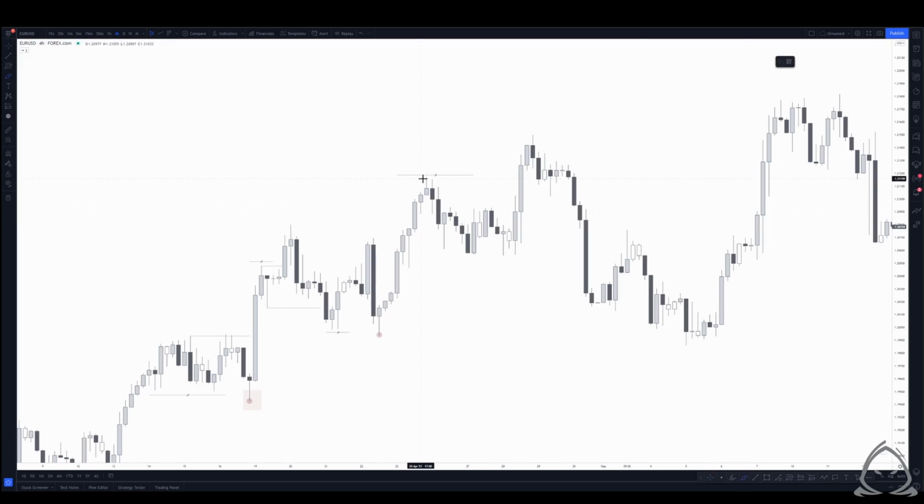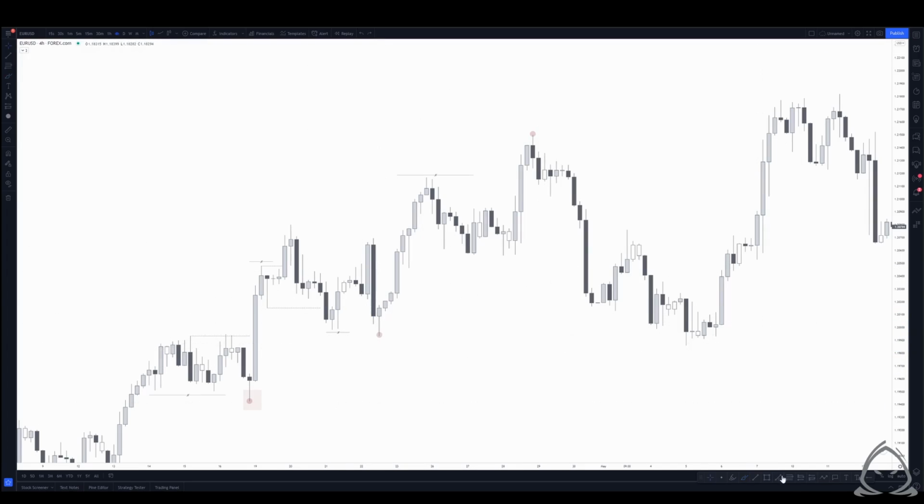Now we ask ourselves, we've broken structure, we've changed character. So what does this mean? It means that as of right now, we can start to say that this is a protected low. So we've taken liquidity, we've seen that change of character, so we can gauge that as potentially a protected high. But we need one more thing to happen for this to be considered fully protected. We need to take out swing structure. We need to take out clear targeted lows.